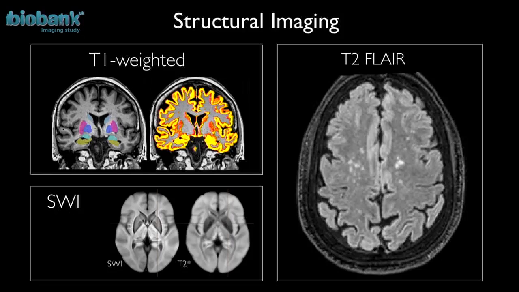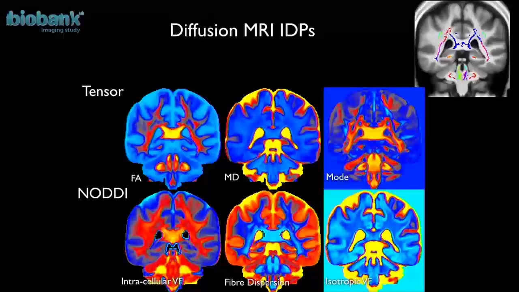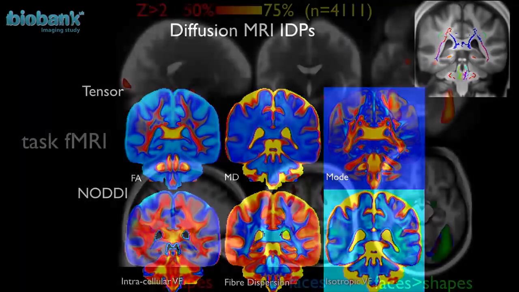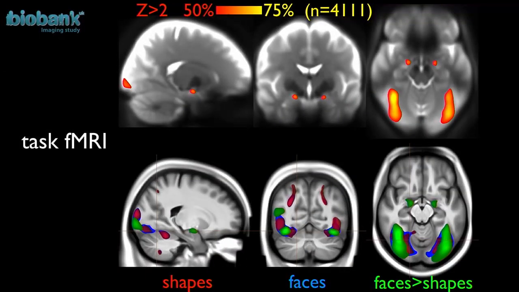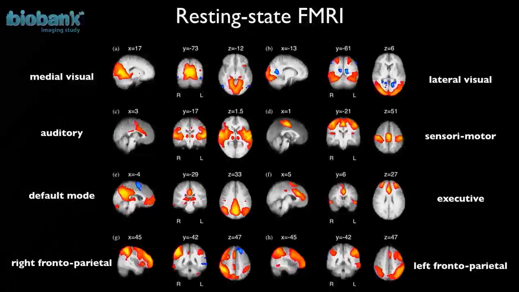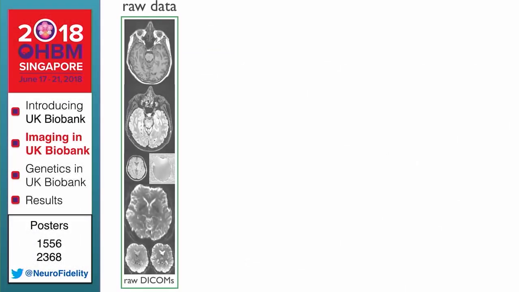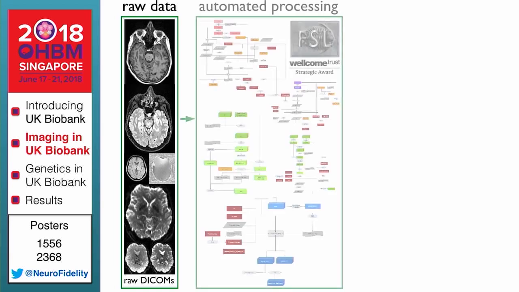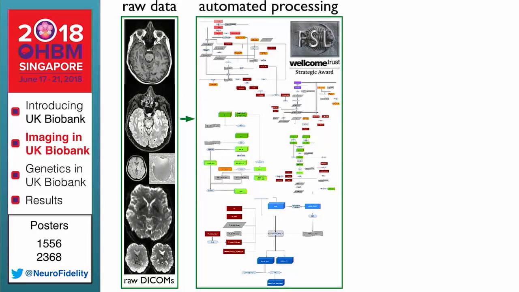So about the brain imaging, in the structural modalities, we have T1 weighted, T2 FLAIR, and susceptibility weighted images. In diffusion, we have 100 directions in two shells. For task fMRI, we have a protocol to find activation in the visual cortex and in the amygdala. And we also have resting state fMRI. And the raw images go through an automated processing pipeline based on FSL.